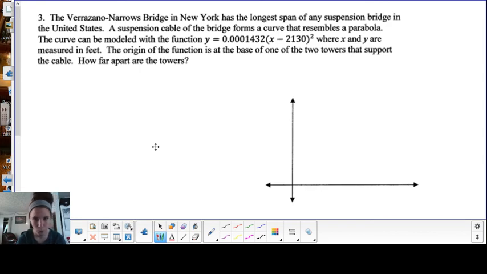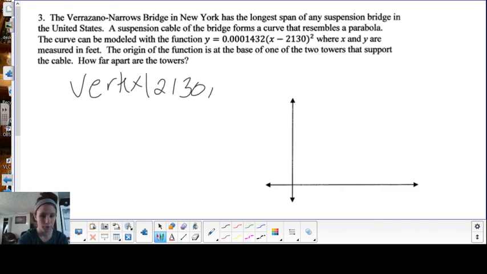Okay, so we need to find the vertex. And I'm just going to tell you that the vertex is at 2130, 0. Trying to make my parentheses look like parentheses. So that means someplace here is my vertex. And I've got something that looks god awful. Give or take that.